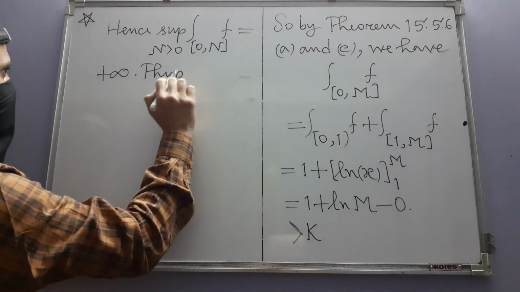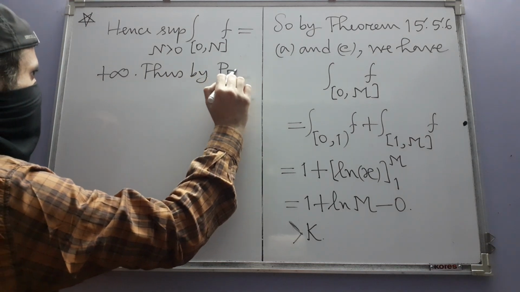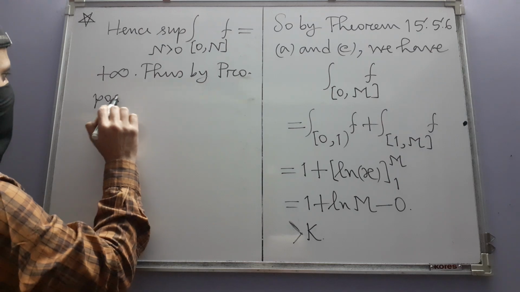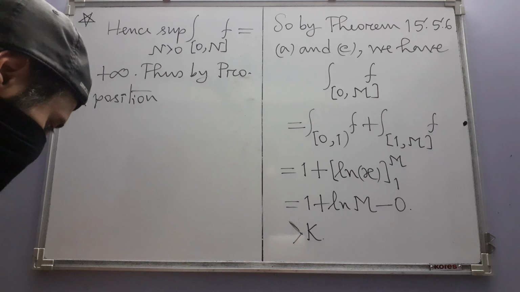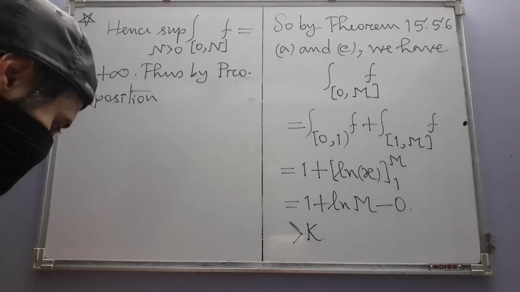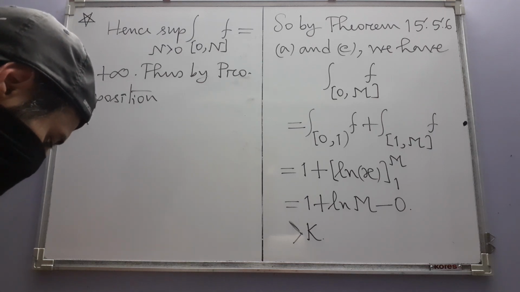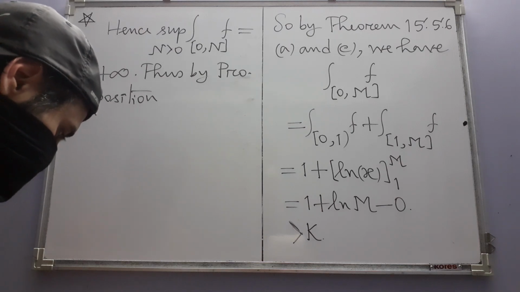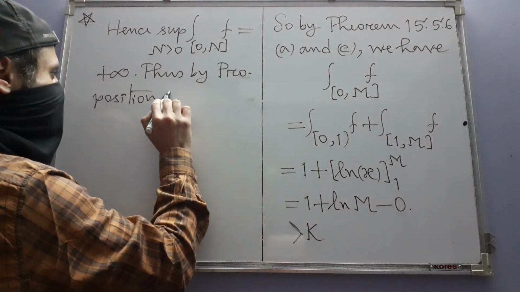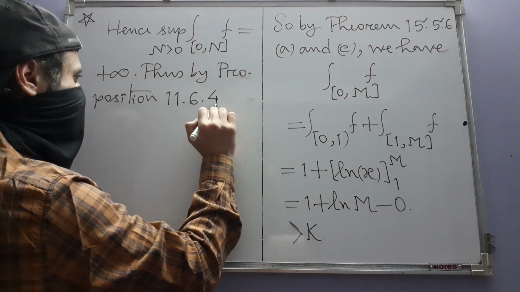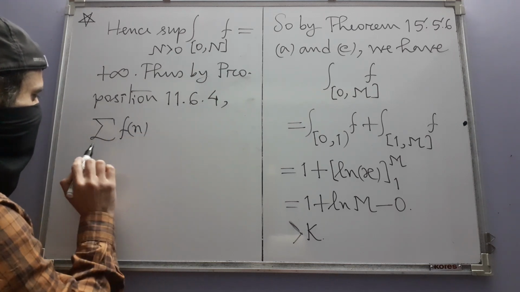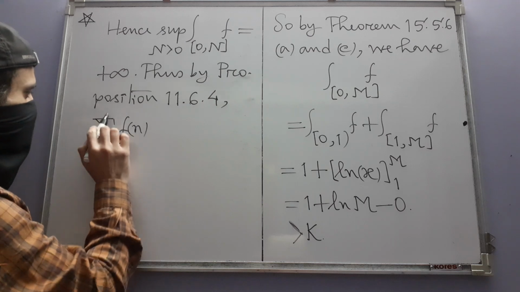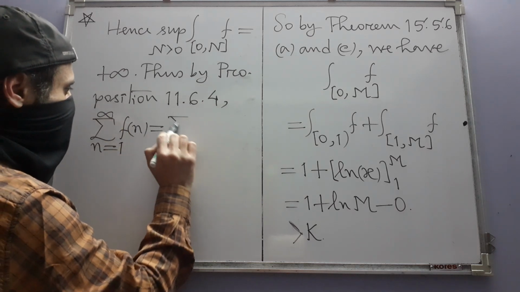Thus, by proposition 1164, no? These numbers, where is it? I lost, yeah, 1164. This time our series is divergent.